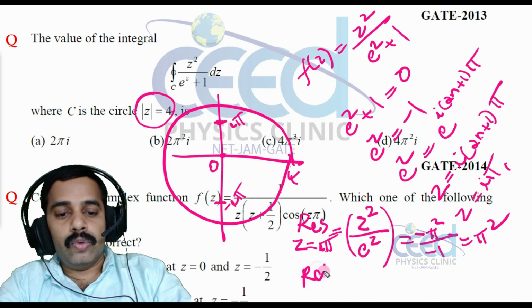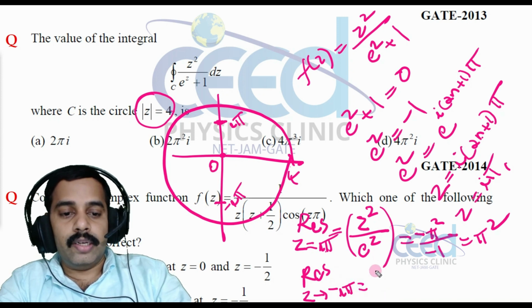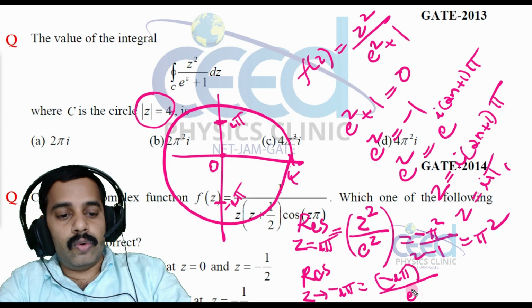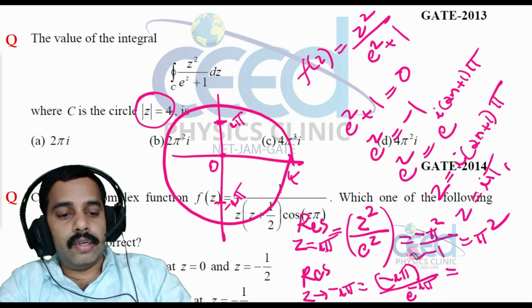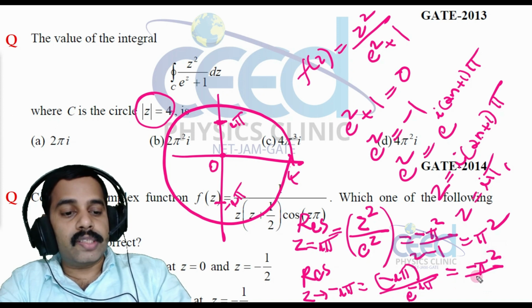Now residue at minus i pi, what is the value? Again z square by e raised to z, right? That means, at minus i pi, what is z square? Minus i pi the whole square divided by e raised to minus i pi, right? So minus square is again plus, and i square is minus 1. So minus pi square, and e raised to minus i pi is also minus 1. So pi square again, right?